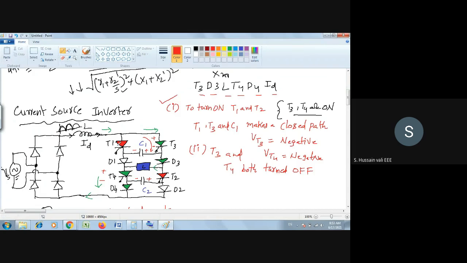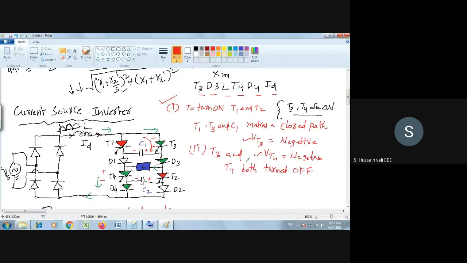Now you turn on T1, T2. When you turn on T1, T2, what do you observe? As per the capacitor polarity, the left side is minus and the right side is positive. Here also the left side is minus, the right side is positive, and the current remains constant because of the nature of the inductor. When we take these into consideration and apply the closed path, you will know that VT3, VT4 will be turned off because of the negative voltage across them.